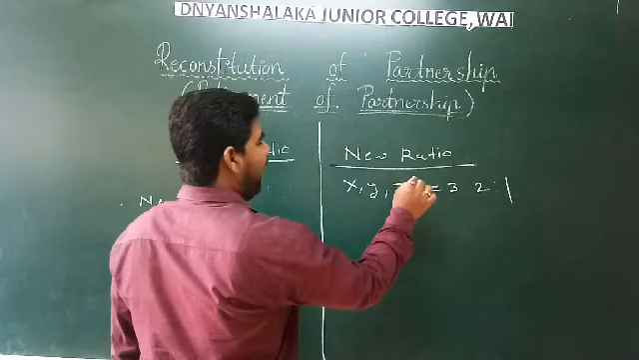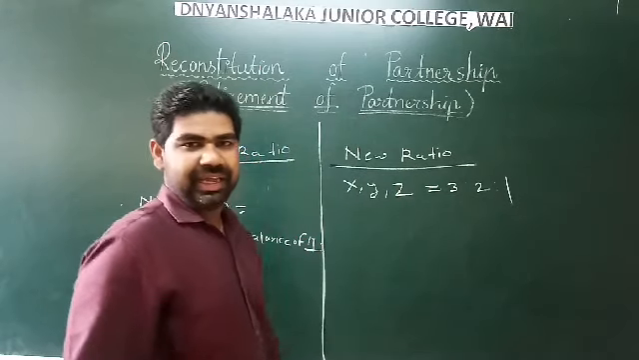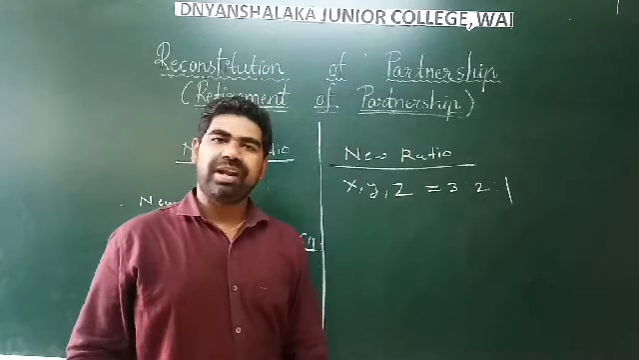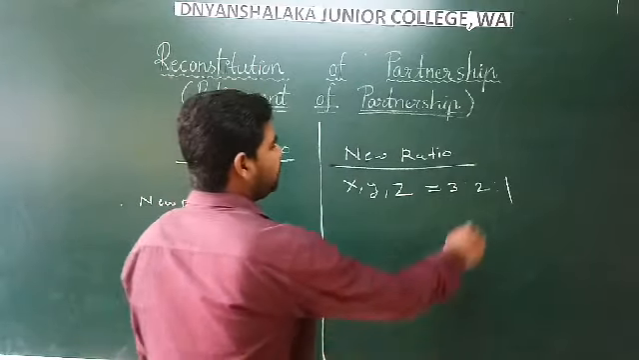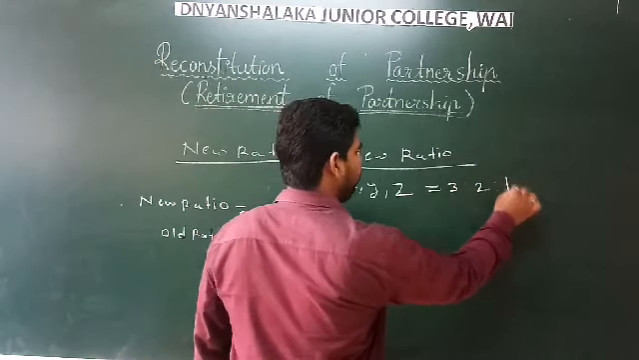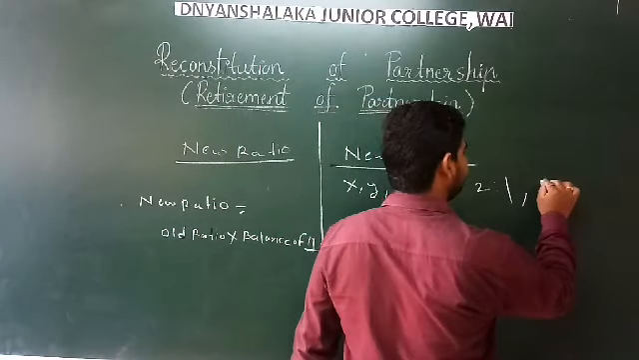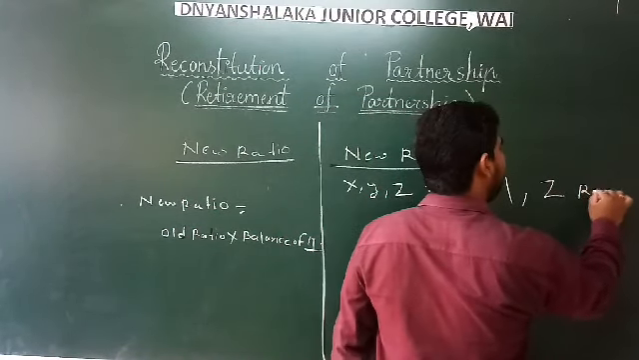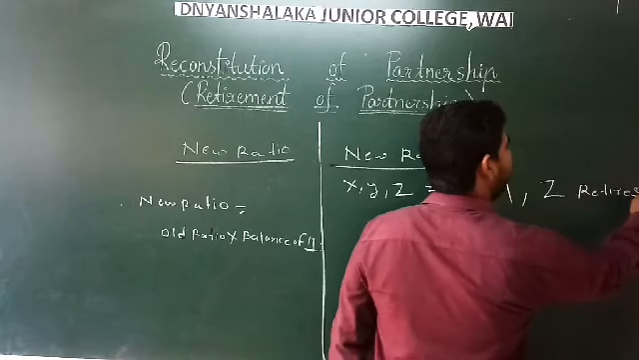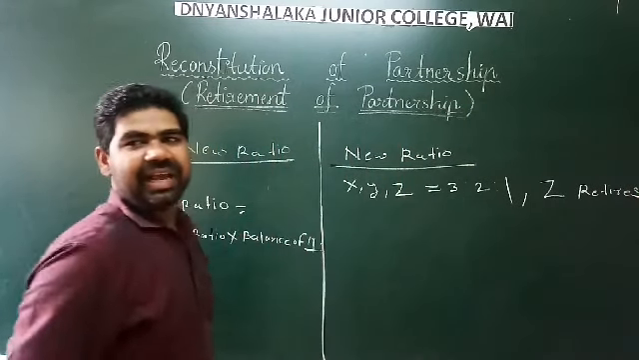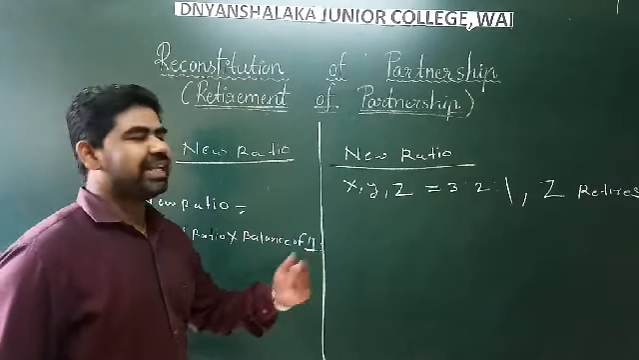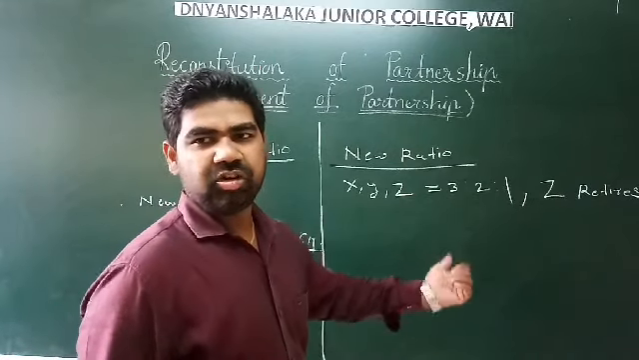Okay, what is the situation? X, Y and Z, three partners are there. Three are the existing partners who run the business activity, and the profit sharing ratio is 3:2:1. Okay, and now what happens? Z retires from the business. So you can easily calculate the new ratio in the topic of retirement.